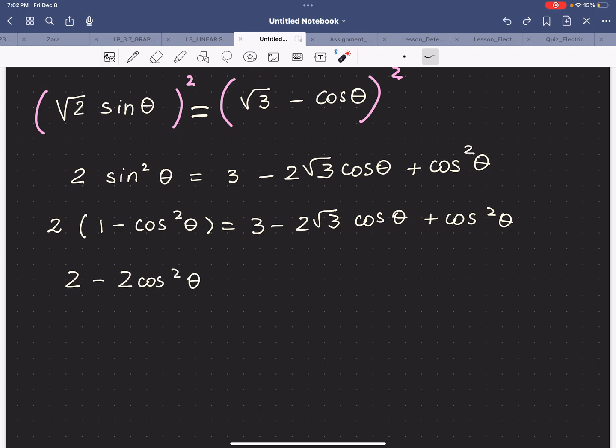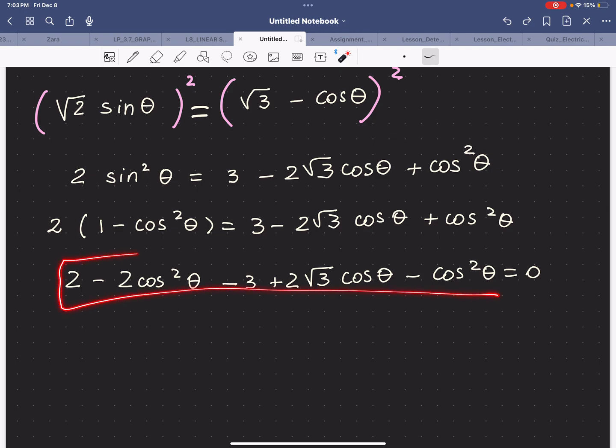Okay, it looks like a longer, bigger equation, but at least we have the same variable throughout the equation, the cosine theta. So we're going to bring these terms to the left side because we notice that we have ended up with a quadratic equation. We're going to do this for every term, so the negative 2 root 3 becomes positive, positive cos squared becomes negative, and on the right side of it, we're going to leave 0. So it's a second degree equation, right?